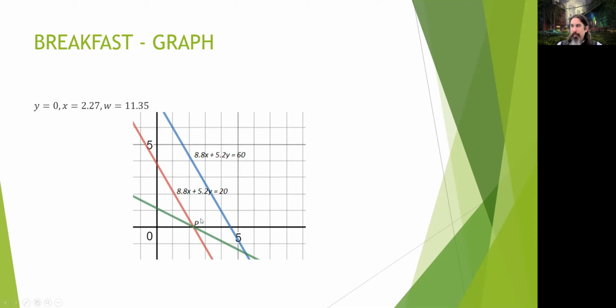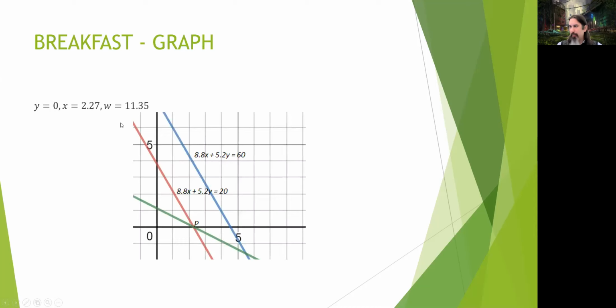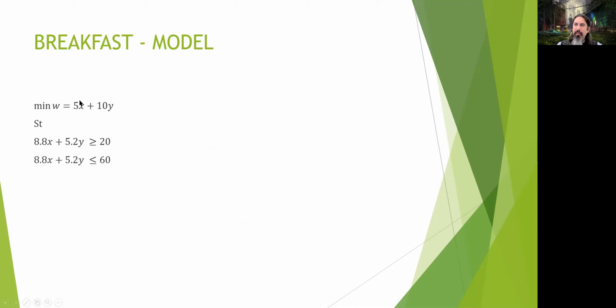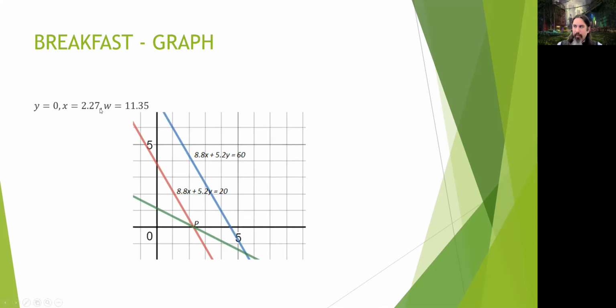Now this point P has values y equal to 0, which can be seen from here, and x equal to 2.27. And when you put 2.27 into your objective function, you get 22.7. Oh, sorry, when you put it here, you're going to get 11 point something, 11.35. So this will be your minimized cost.